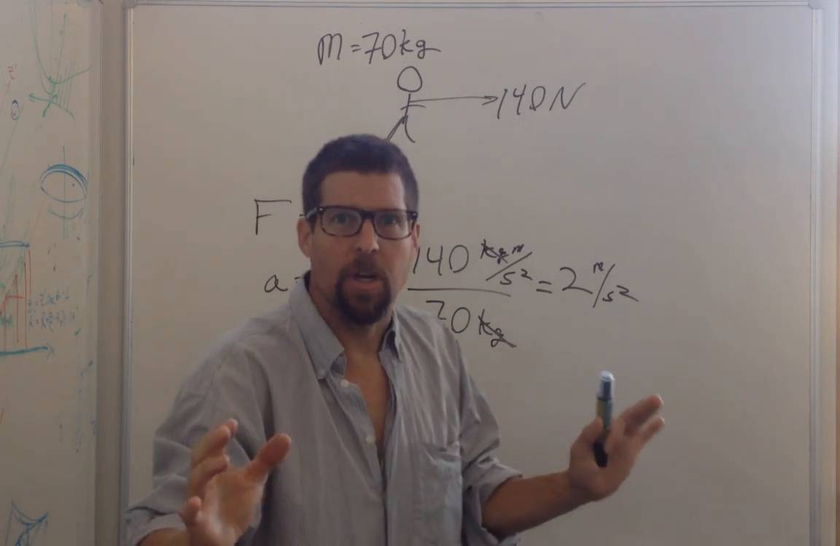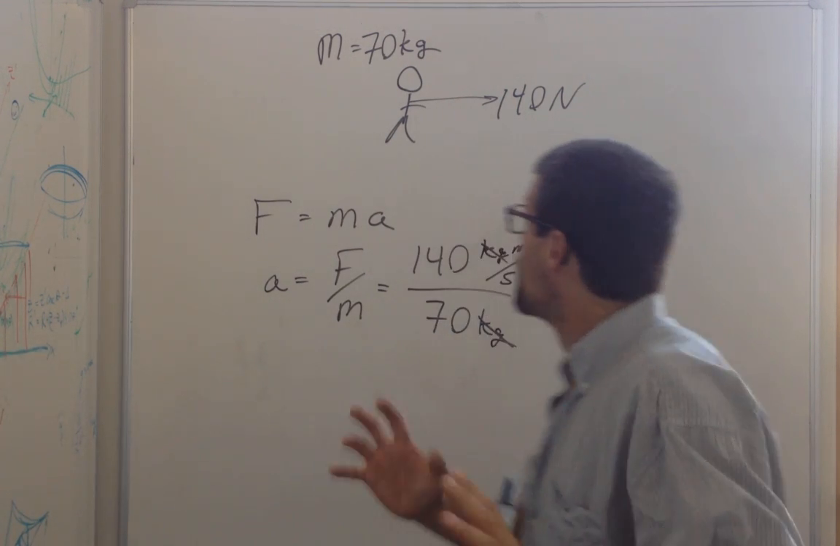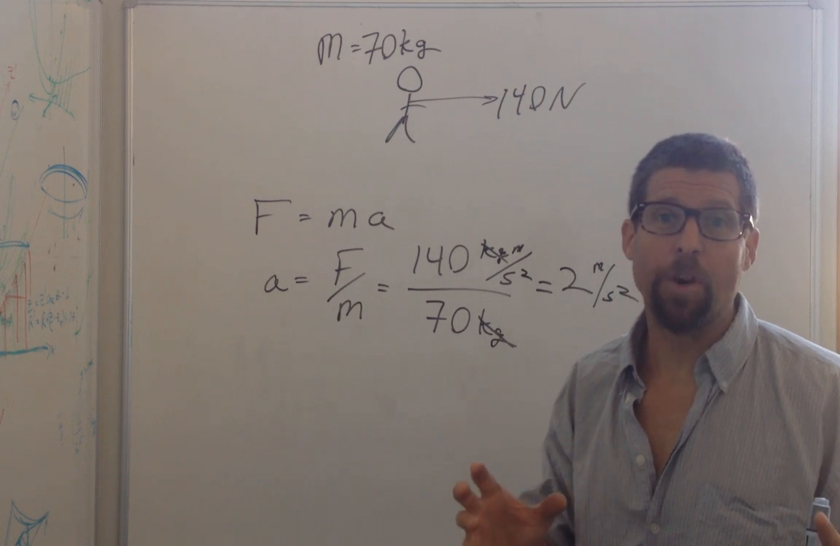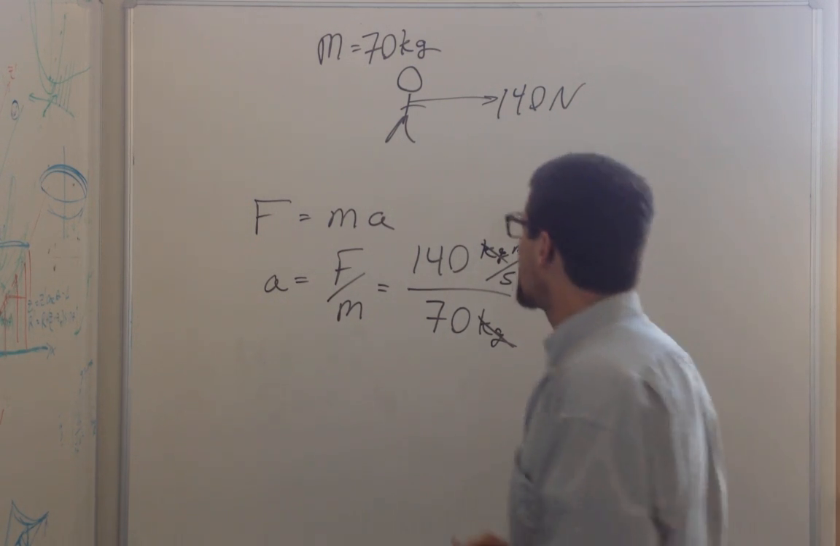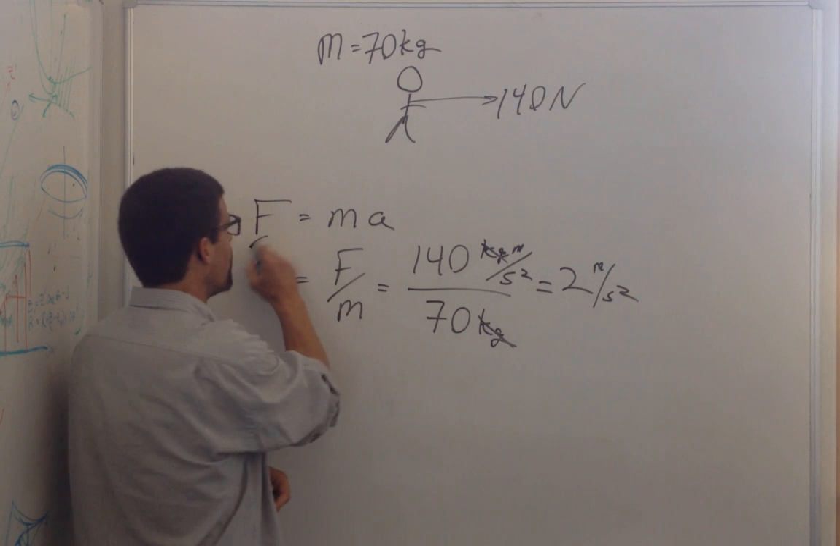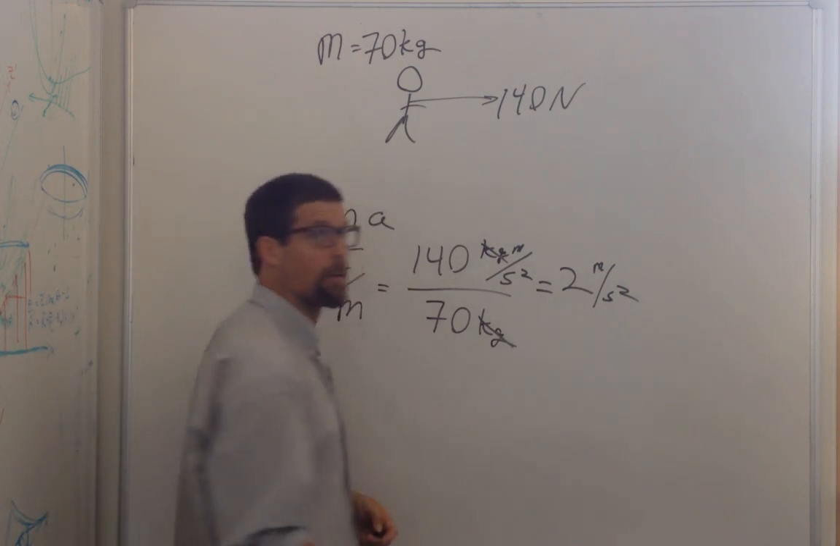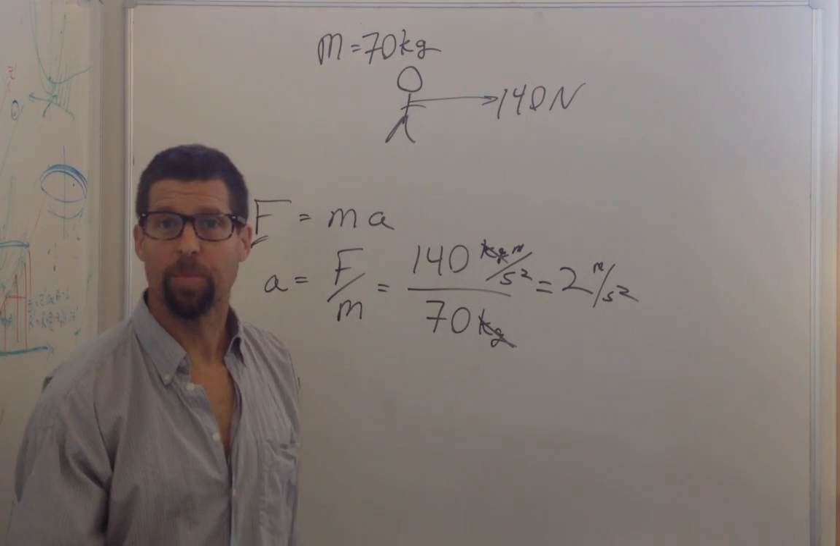Now, another person comes along and puts another rope on me with 140 newtons. What happens? And you say, oh, simple, right? I just double the force. That's going to double the acceleration. The acceleration is 4 meters per second squared.